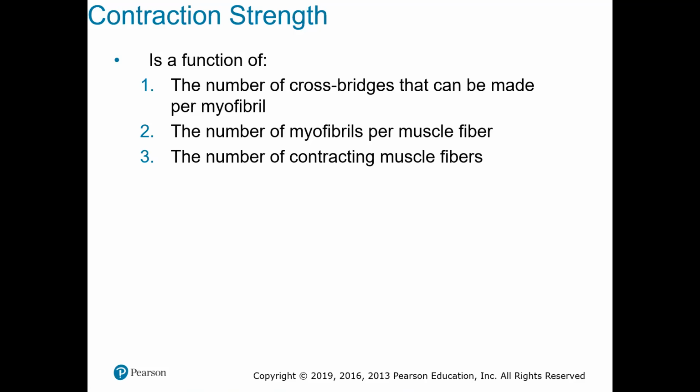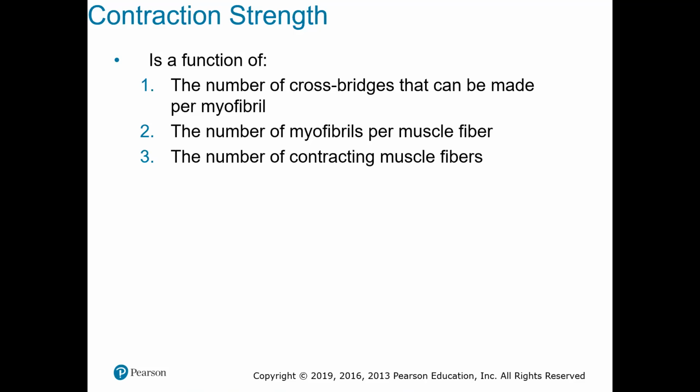Our myofibrils can get bigger and bigger. We can add more protein. Actin and myosin are just proteins. We can add more protein, and so the myofibrils will enlarge. The muscles will get larger thanks to the presence of the actins and the myosins in the myofibrils.